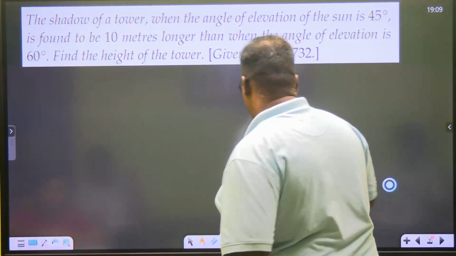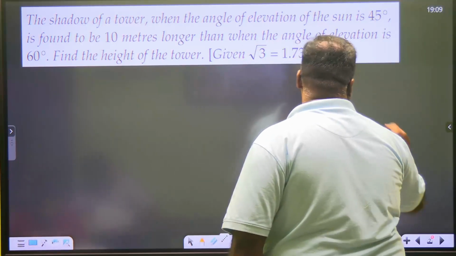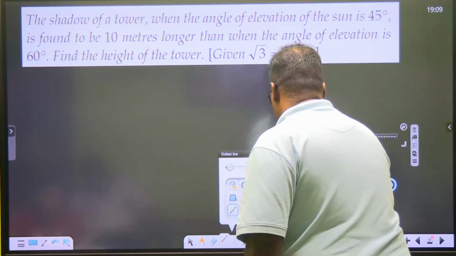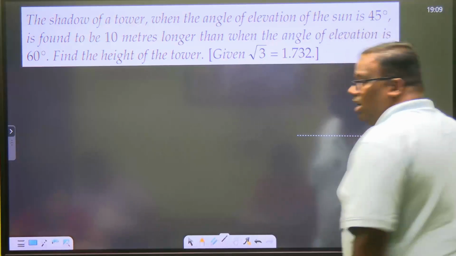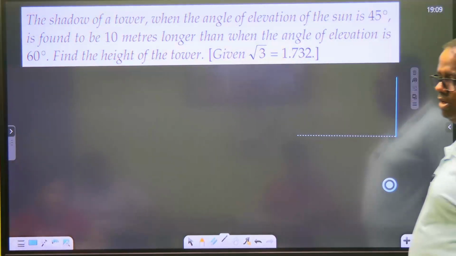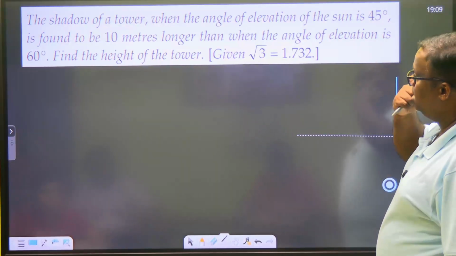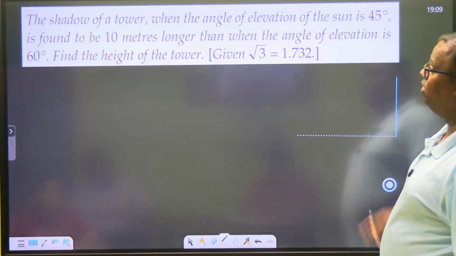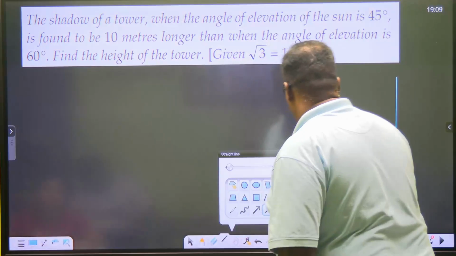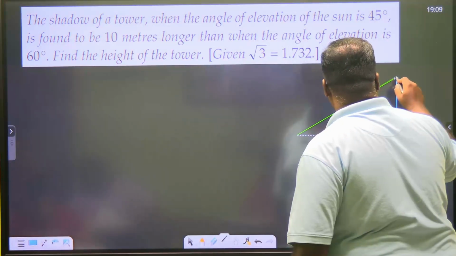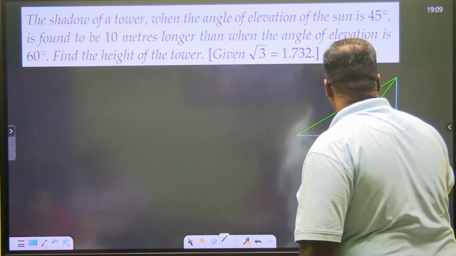Try it. So let's make our datum. This is our datum. And then we should have one tower. So this is our tower. It says angle of elevation of the sun. Do you understand what is angle of elevation of the sun? That means the sun is somewhere here and the shadow is cast in this manner. It says the angle is found to be 45 degree when this shadow is 10 meters longer than at 60 degree. So our diagram would be something in this order.